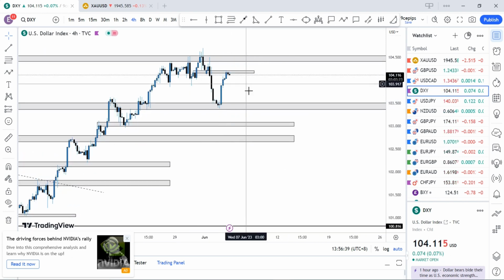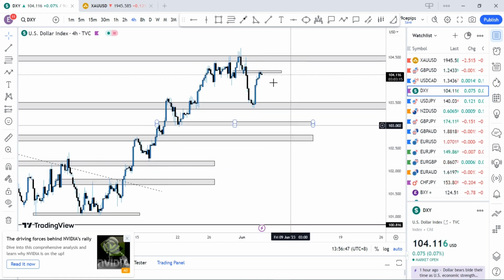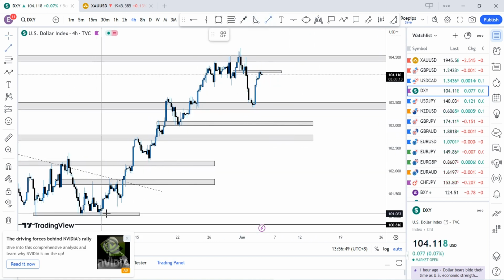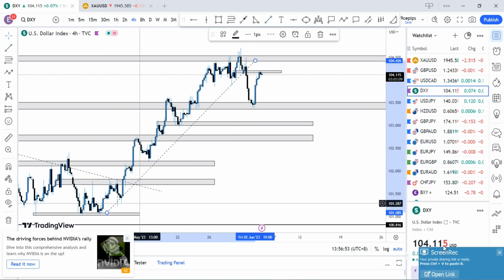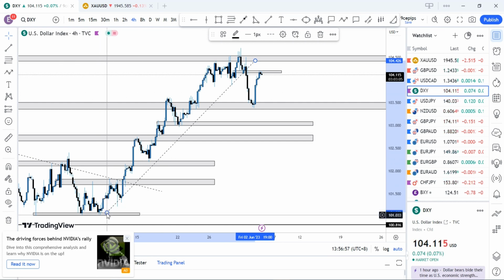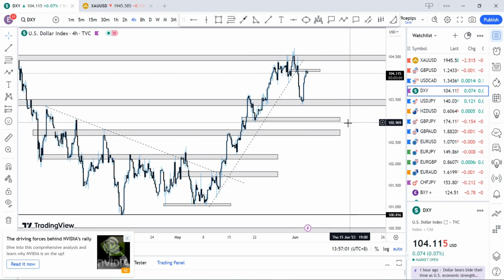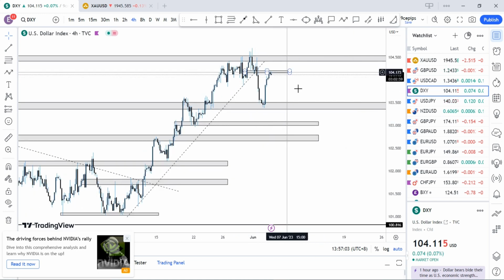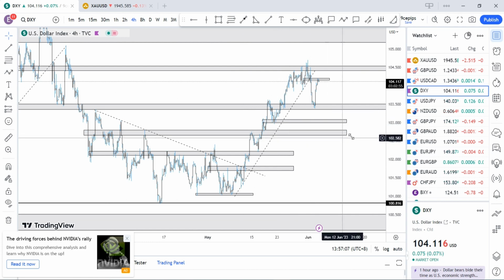A rejection to this region will give us a pullback to possibly this region one more time, creating a double bottom here before continuing to the upside, or we might actually see a change in structure. But if we can use this as an upward trend line, I'm not sure, that is too soon. It's not very dependable. But we could actually see maybe the beginning of a new trend, pull back a little bit to these regions here.